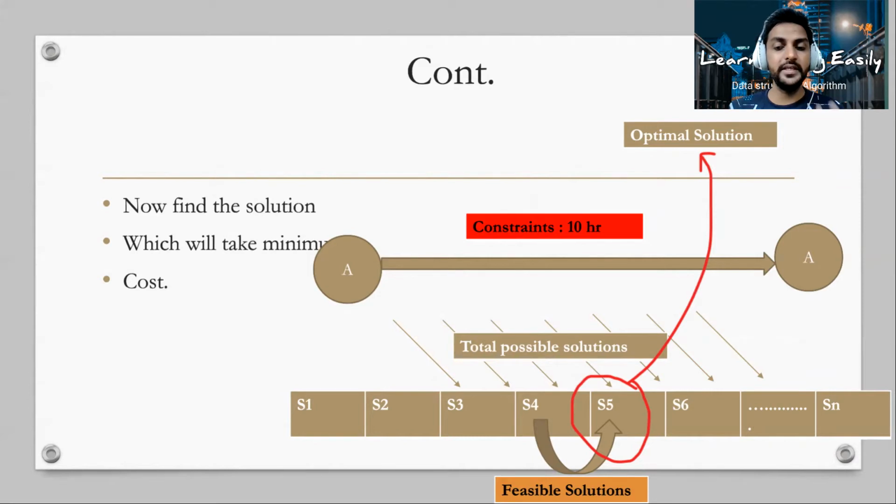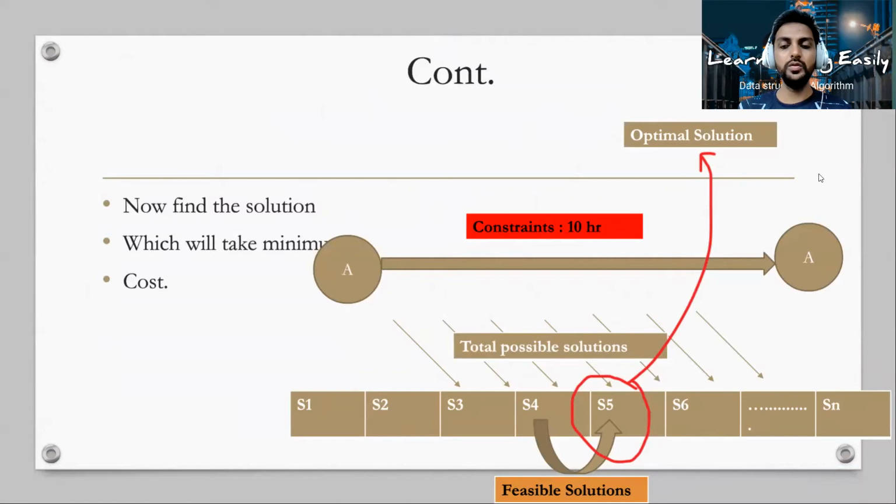So out of these two feasible solutions, there is one solution which will take minimum cost, and that solution is known as the optimal solution. All right. That is the very important part here. You need to understand that. So we understood the total possible solutions, we also understood the feasible solutions, and we also understood the optimal solutions.